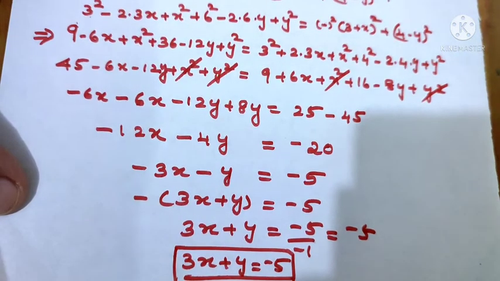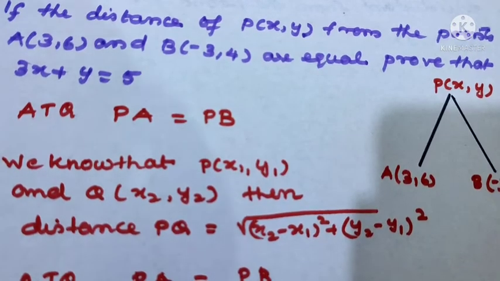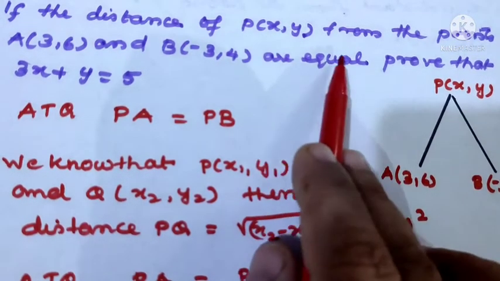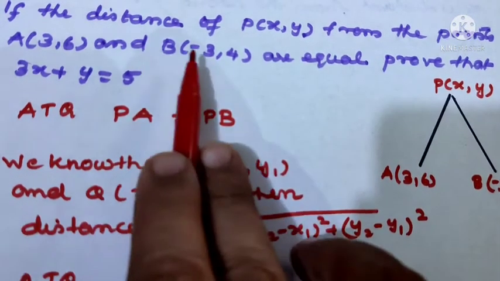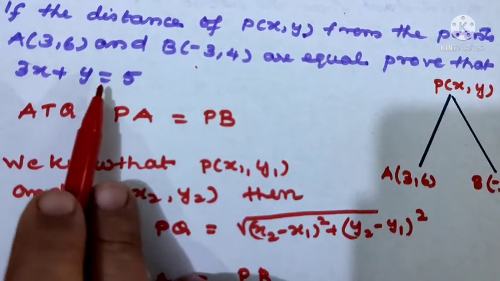So once again I'll show the question. If the distance of P(x, y) is equal from these 2 points, then prove that 3x plus y equal to 5.